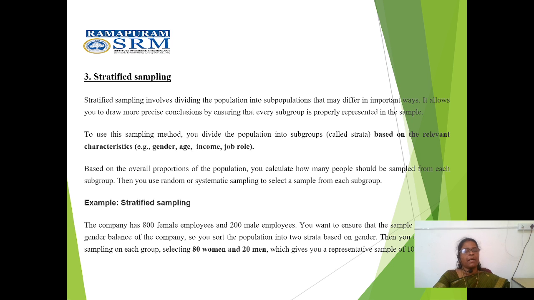Example for the stratified sampling. Suppose the company has 800 female employees and 200 male employees. You want to ensure that the sample reflects the gender balance of the company. So, you sort the population into 2 strata based on gender. Then, you use random sampling on each group, selecting 80 women and 20 men, which gives you a representative sample of 100 people.